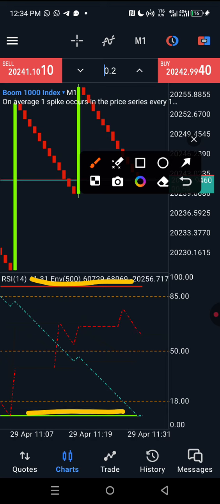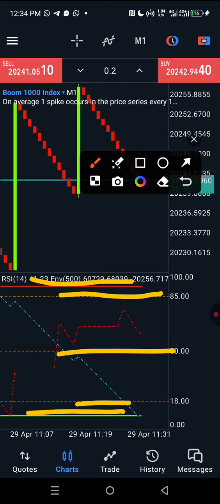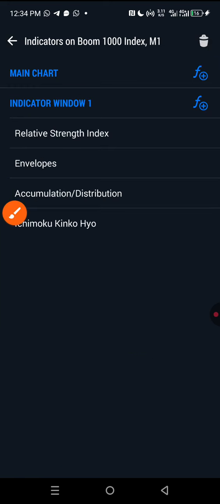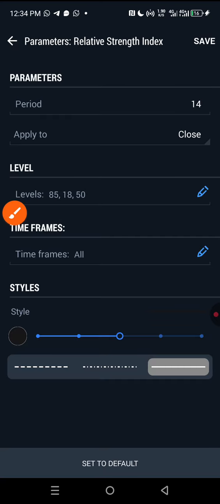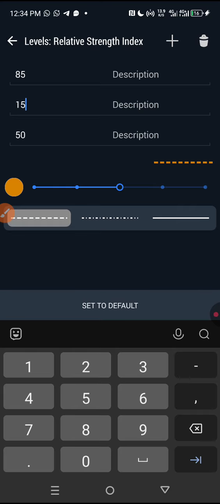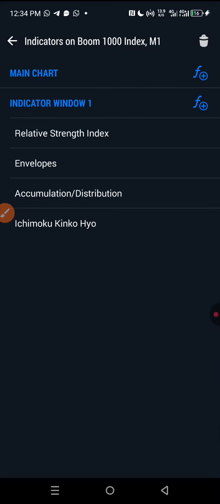Okay, we have this level 85, 50, and that one is supposed to be 15, but I made it 18. I also addressed it. That is RSI, relative strength index. Are you with me? So let me quickly adjust this one to 15. It's supposed to be 15, not 18. It's a typo error under RSI too. I will make this one 15.